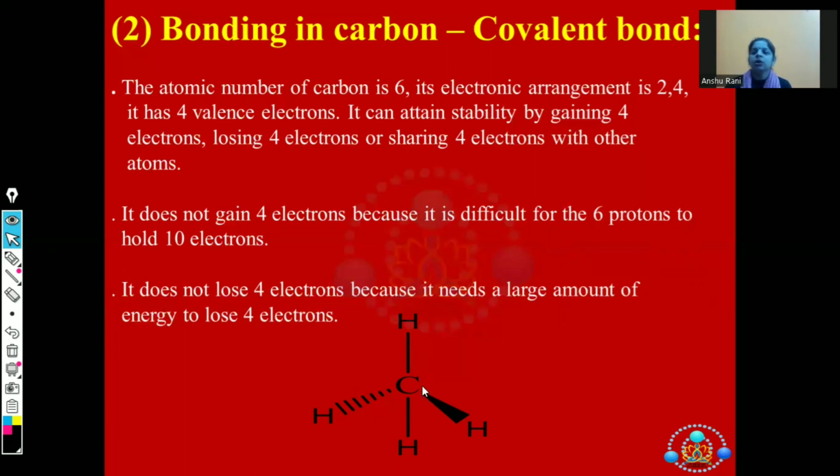In this structure, you can see carbon has four bonds. This bond, which is shown with a solid wedge, is a bond towards the observer, and this is a bond away from the observer. These two bonds are in one plane, right? So out of these four bonds, this is a three-dimensional representation of carbon compounds. The solid wedge shows a bond towards the observer. The dashed line shows a bond away from the observer, and these two lines show bonds in one plane, right? And the bond angle between them is 109 degrees 28 minutes.